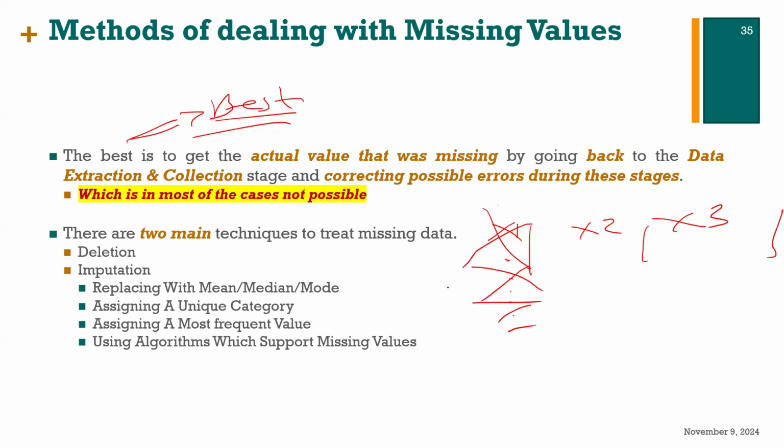This is the next option after going back to the original source. If going back to the original source is not possible, then deletion is next. You delete that column because you can't get enough data. And sometimes the missing value is not only in that column. It could be one record that has missing values. Then you delete that record, that is, row-wise. You delete the entire record here.